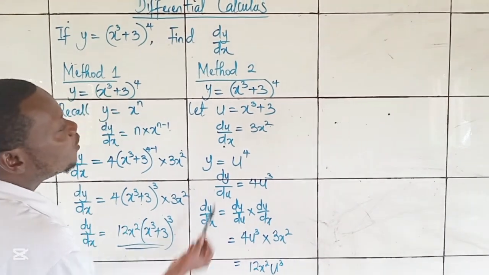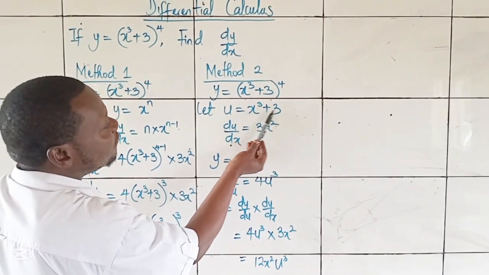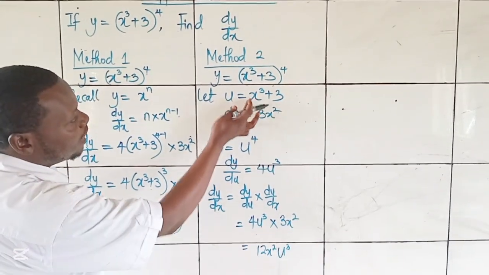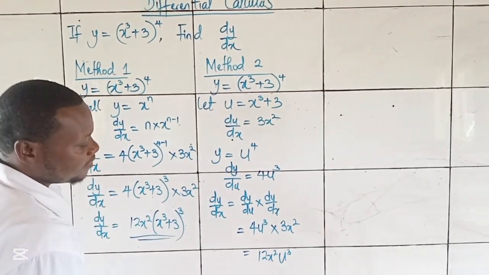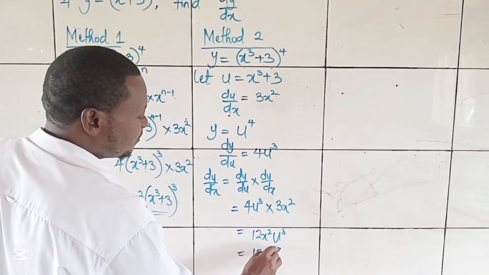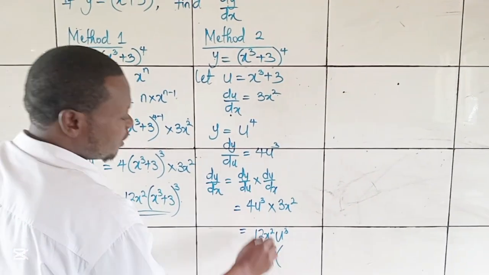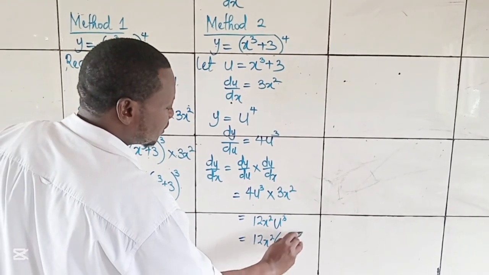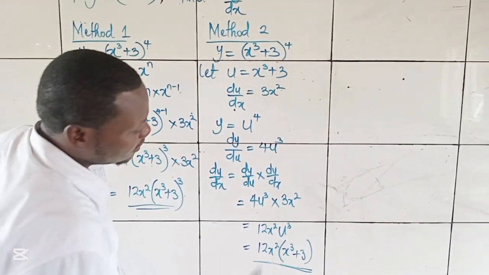But remember, we let u equal x^3 + 3. So now it's time to substitute it back. In place of u, I'm going to replace it with x^3 + 3. So we have 12x^2 bracket, anywhere you see u now, you put x^3 + 3. Let's say this is the final answer.